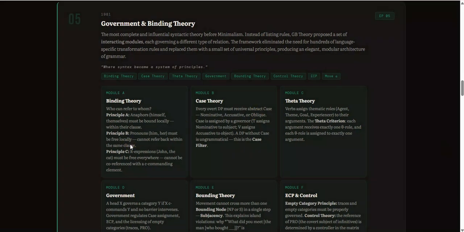Okay, let's first look at binding theory. Who can refer to whom? It is Principle A, anaphors: himself, themselves must be bound locally within their clause. Then Principle B, pronouns: him, her must be free locally, cannot refer back within the same clause. Then Principle C, R-expressions: John, the cat must be free everywhere, cannot be co-referred with a c-commanding element. These are the principles introduced in binding theory. These are examples.